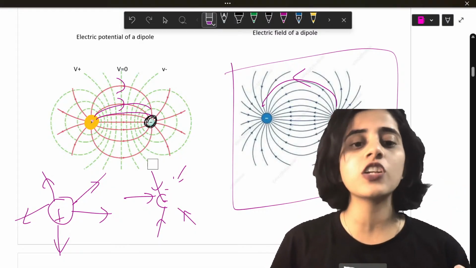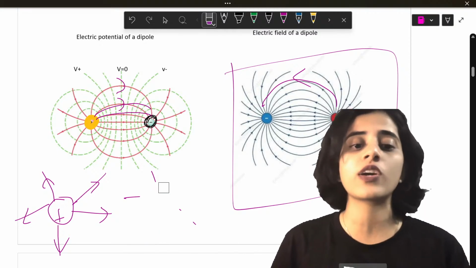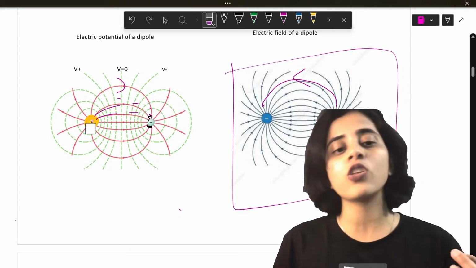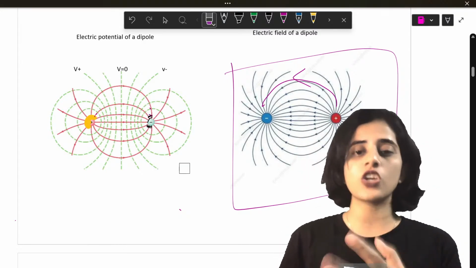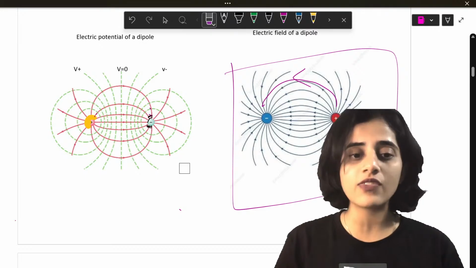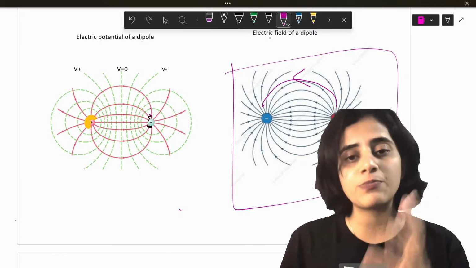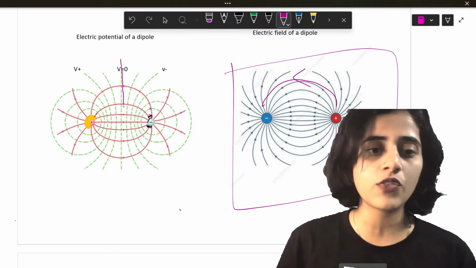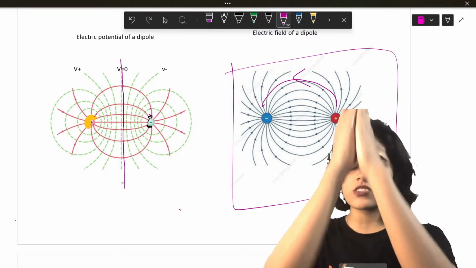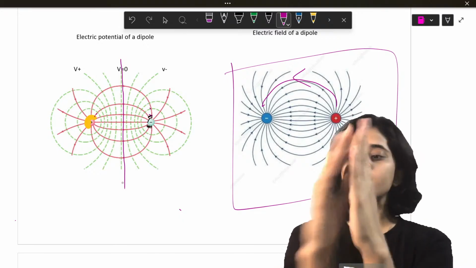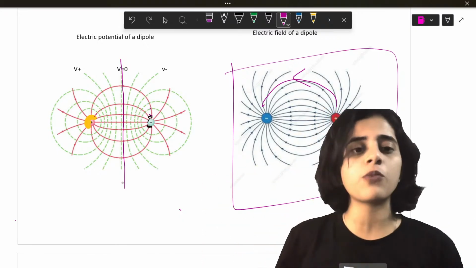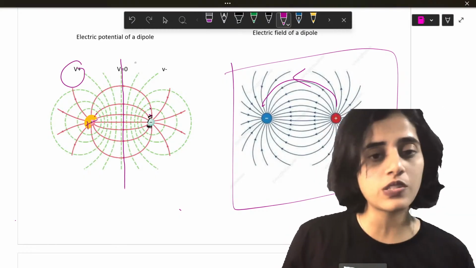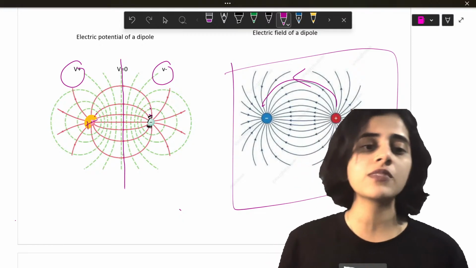For electric potential, you don't have to look at the field lines, but you have to look at the equipotential lines. So what are equipotential lines? That also we've discussed in the last class. Equipotential lines are lines which have the same potential throughout. I've explained it in more detail in the last class. You can go watch that video. So you can see here, if you take this line, the potential is just 0 because it's at equal distances from the positive and negative. If you're going near the positive, potential becomes positive. Near the negative, potential becomes negative.